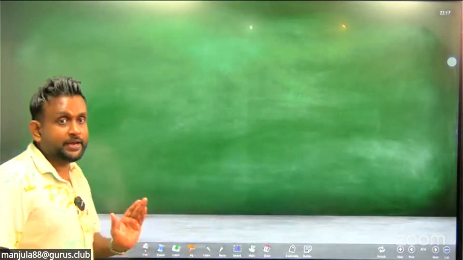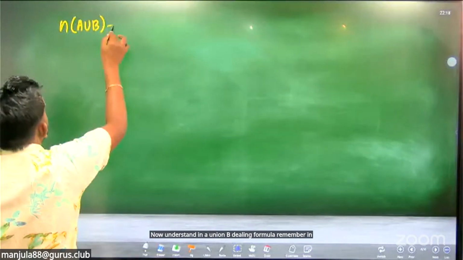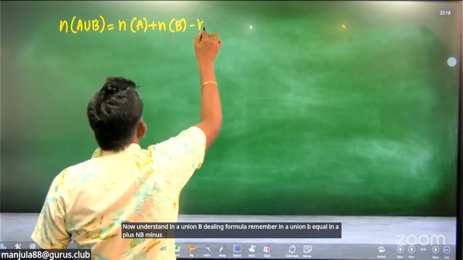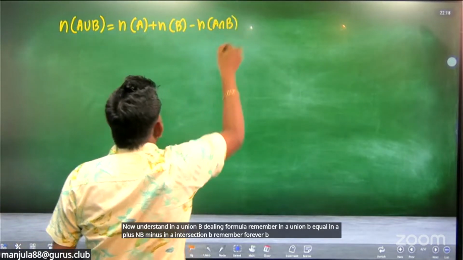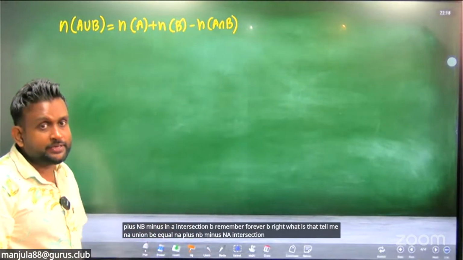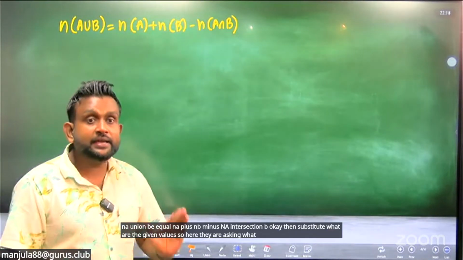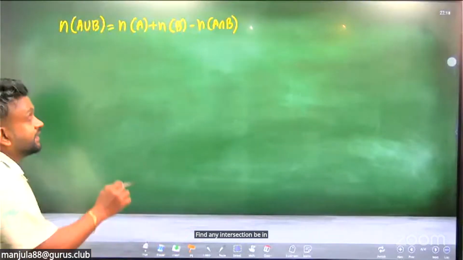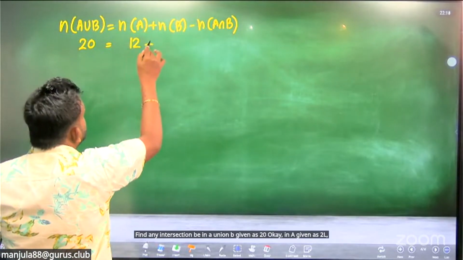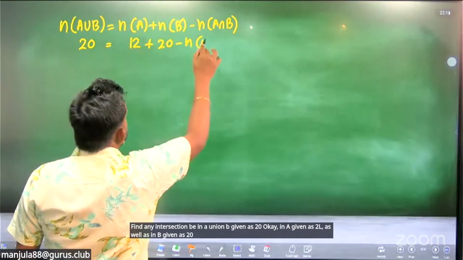Now understand, the formula: n(A union B) equals n(A) plus n(B) minus n(A intersection B). Remember forever. Then substitute the given values. Here they are asking to find n(A intersection B). n(A union B) is given as 20, n(A) is given as 12, and n(B) is given as 20, minus n(A intersection B).